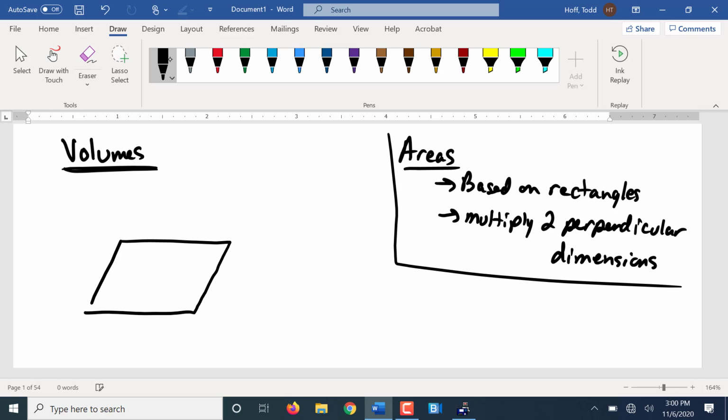So picture we have a rectangle sitting on the surface. Now I realize that looks kind of squished, but imagine we're looking at it from up above and kind of off at an angle. Let's say that's an 8-inch by 14-inch rectangle.